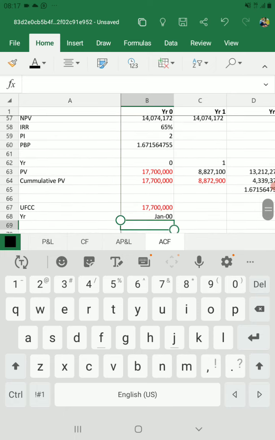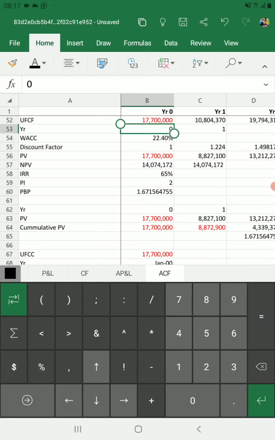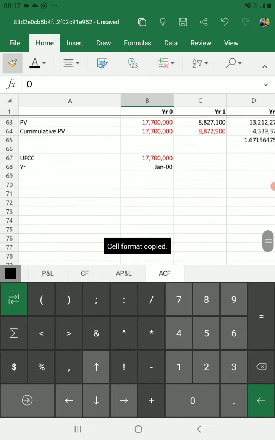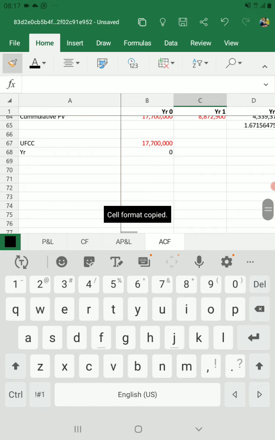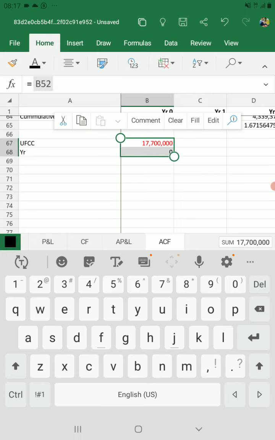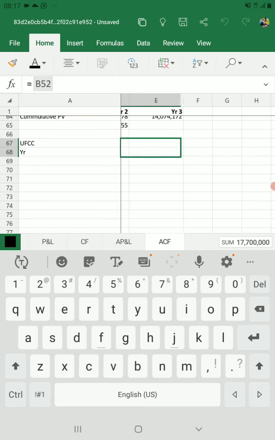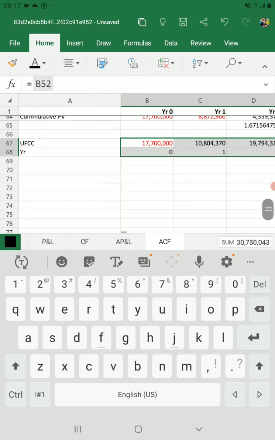Let me check this format here. Let me copy this format, use copy and then put it here. Then let me tap to remove that. So I can select these two and fill them to the rest of our projected period. Okay, now let's see how modified internal rate of return works.